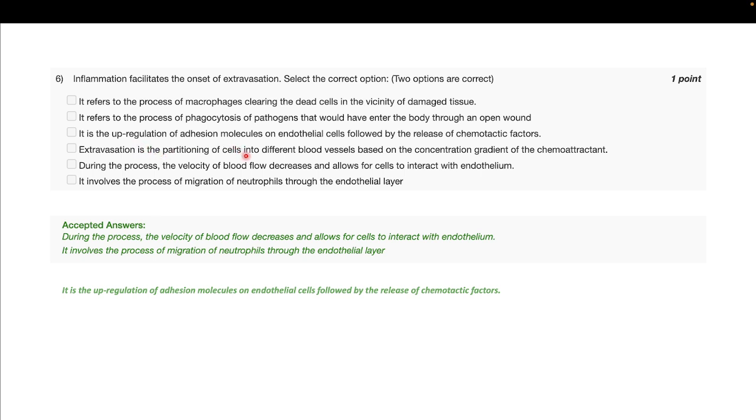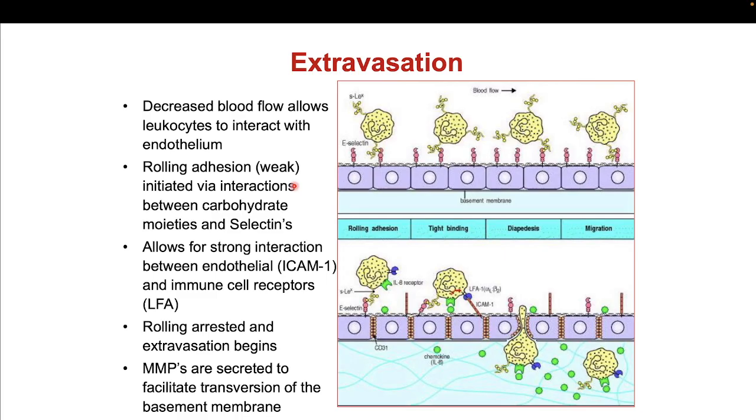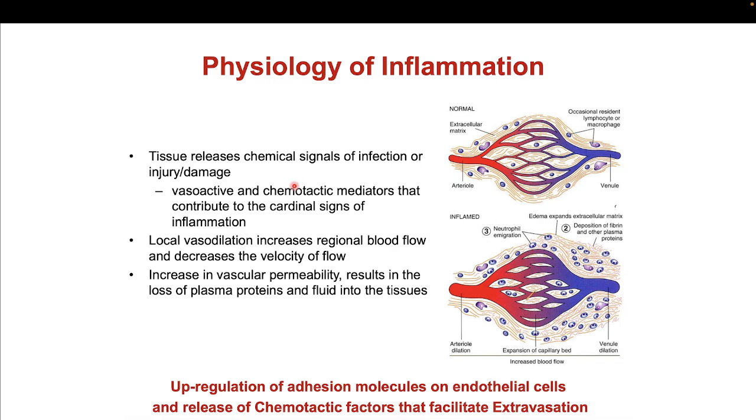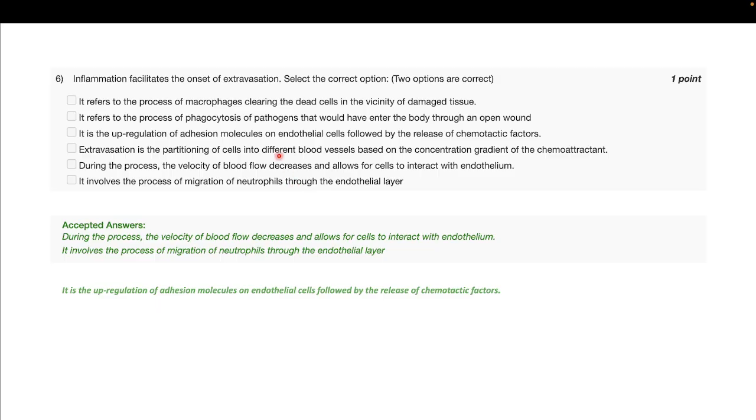Extravasation is the partitioning of cells into different blood vessels based on concentration gradient of chemoattractant. No, this is incorrect. During the process, velocity of blood flow decreases and allows for cells to interact with endothelium. This is correct. It involves the process of migration of neutrophils through the endothelial layer. So if you go over the process of extravasation again from the slides, you'll then be able to read through these options again and you will get the correct answer.